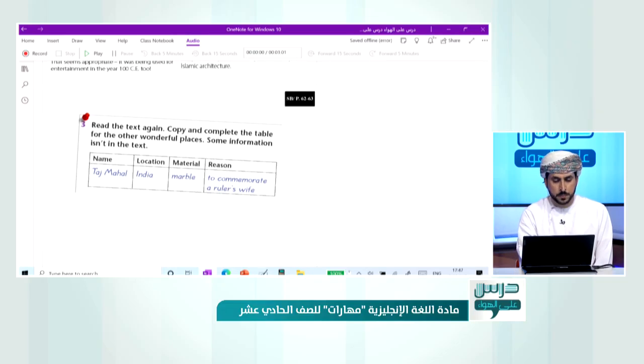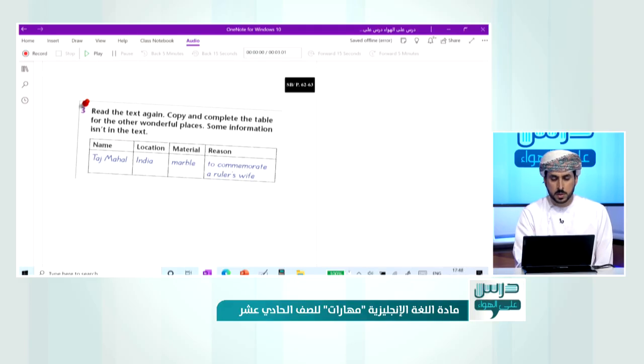Question number 3. Read the text again. Copy and complete the table for the other wonderful places. Some information isn't in the text. Notice this sentence very carefully. Okay, we need to get some information from the text about this historical site.